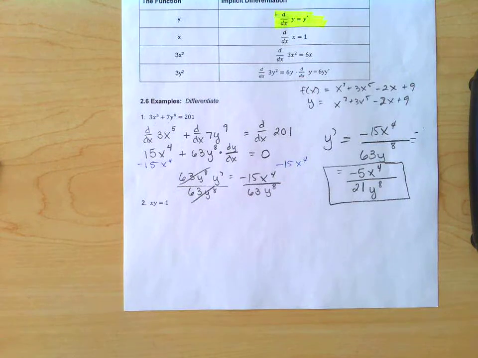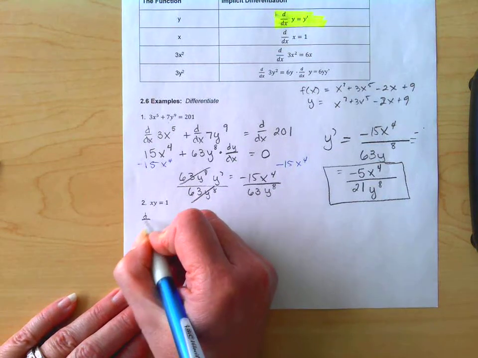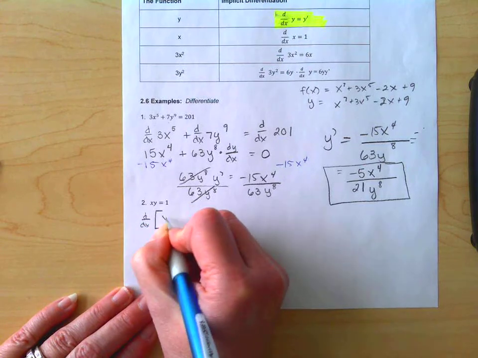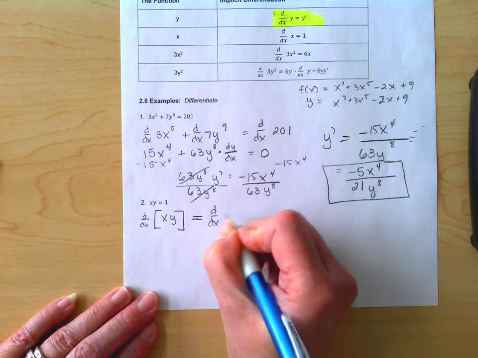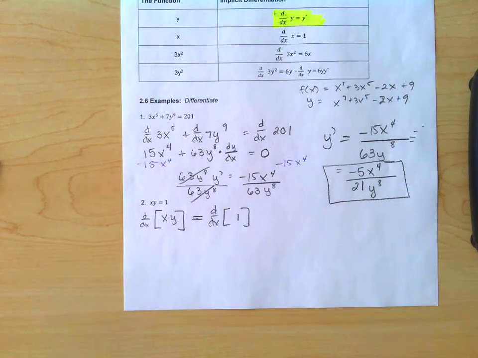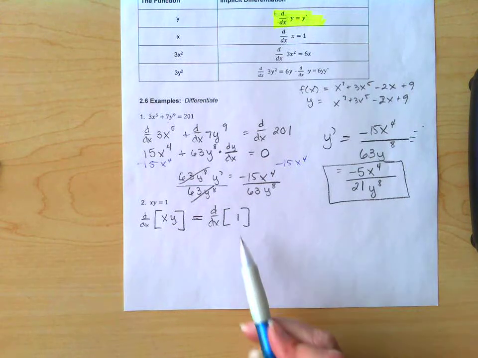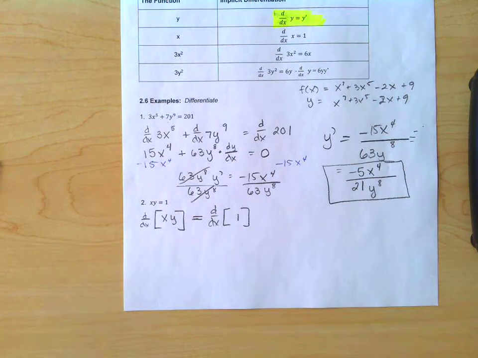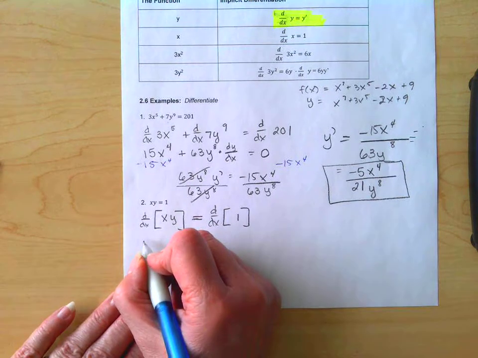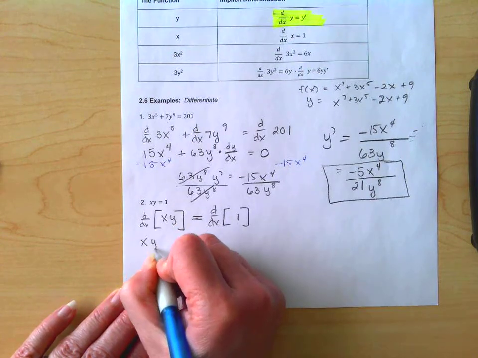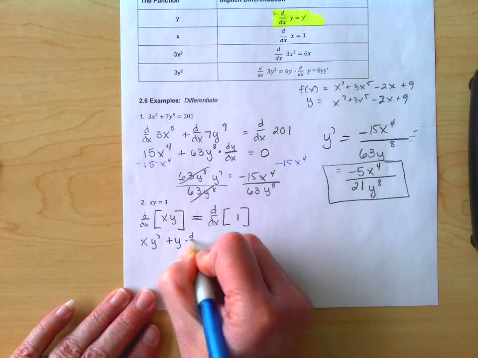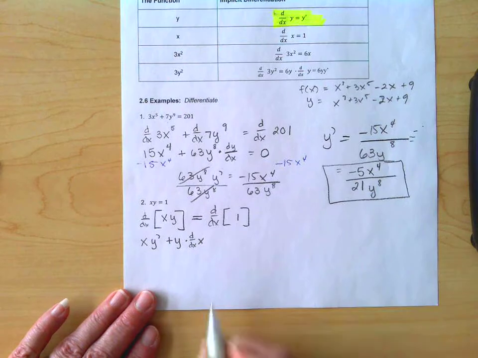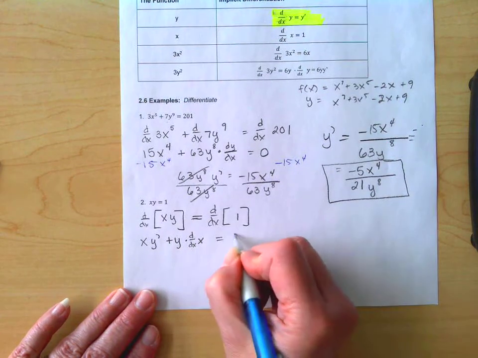So we'll do the derivative with respect to x of the left side, the product, and that's going to equal the derivative with respect to x of the right side. The derivative of 1, that's just a constant. 1 is a constant, so we're going to have a 0 here on the right. So for the derivative with respect to x of x times y, applying the product rule, we've got x times the derivative of y plus y times the derivative of x, which is just 1. And then we've got a 0 over here.